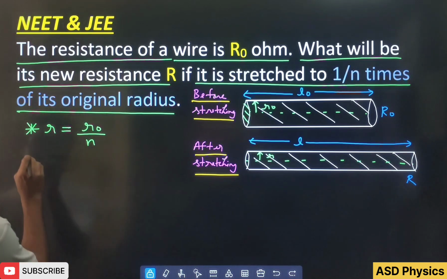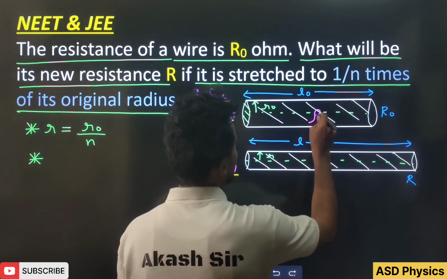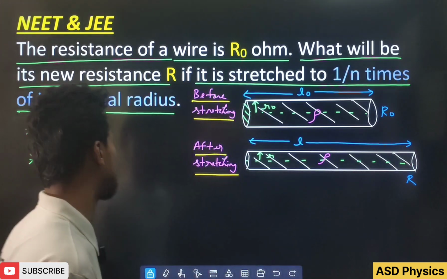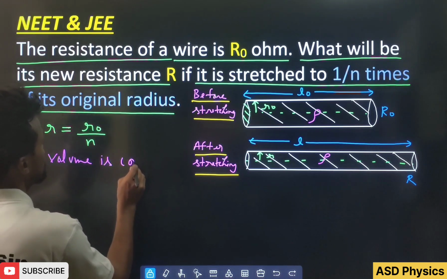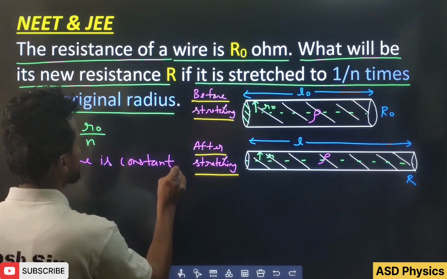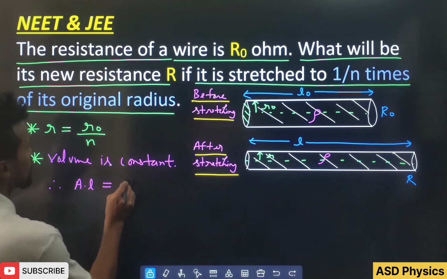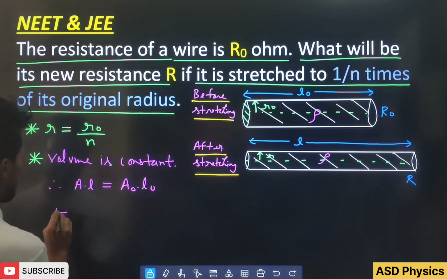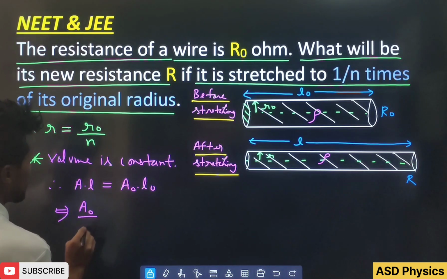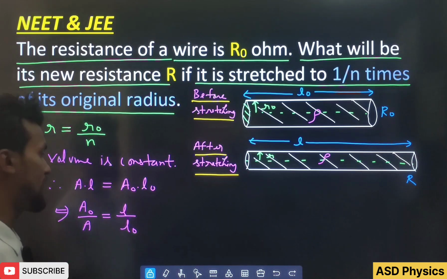Have to be very careful. And as I have told you, students, the material is not going to change. That means I can write here resistivity rho, here also resistivity rho. Okay, and after that, the second concept: volume is a constant. Now, whenever the stretching happens, volume is constant. So as volume is constant, we can write A into L naught, as we have done before. So from here, students, this A naught by A will become L by L naught, is it?